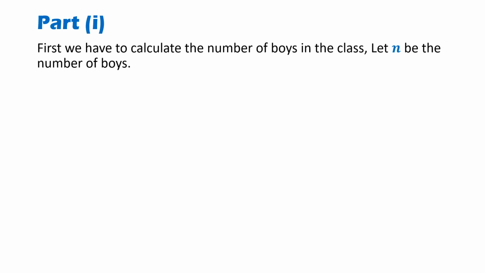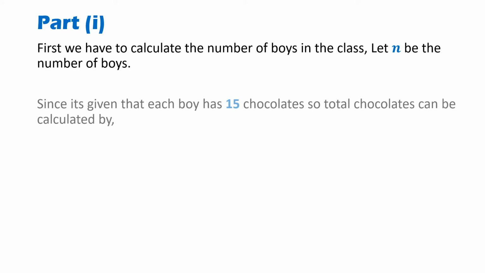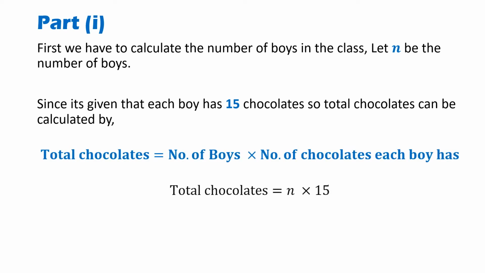Part 1. First we have to calculate the number of boys in the class. Let n be the number of boys. Since it's given that each boy has 15 chocolates, total chocolates equals the number of boys multiplied by the number of chocolates that each boy has. There are n boys and each has 15 chocolates, so total chocolates are 15n.